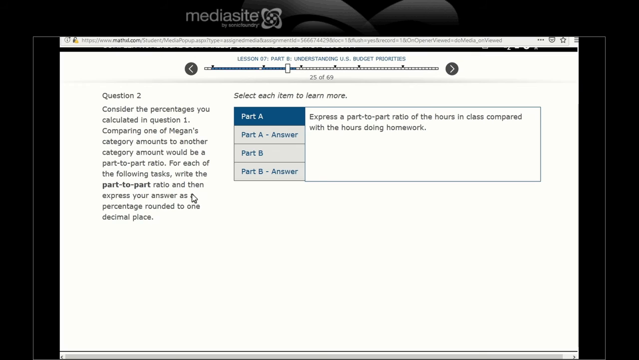Let's see, consider the percentage you calculate in question 1. Comparing one of Megan's category amounts to another category amount would be a part-to-part. For each following task, write the part-to-part. Express a part-to-part ratio of the hours in class compared with the hours doing homework. Okay. Now recall, we spent 3 hours in class and 5 hours doing homework.